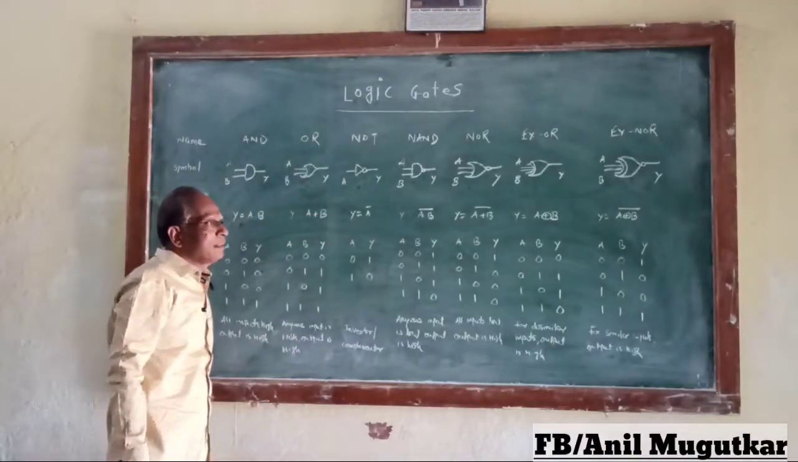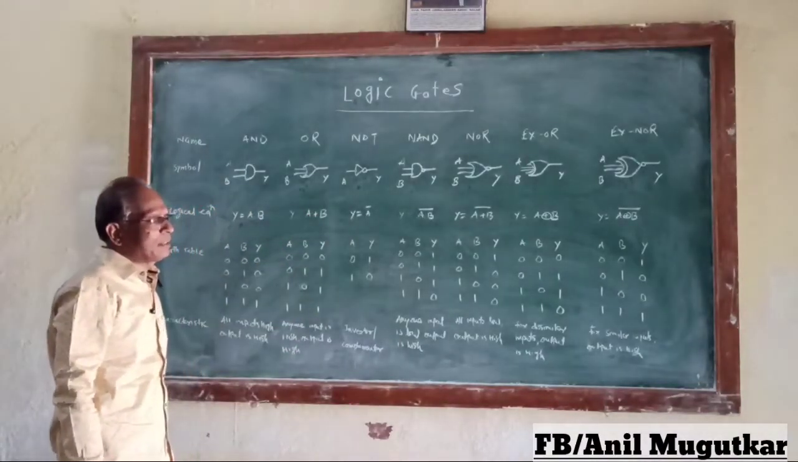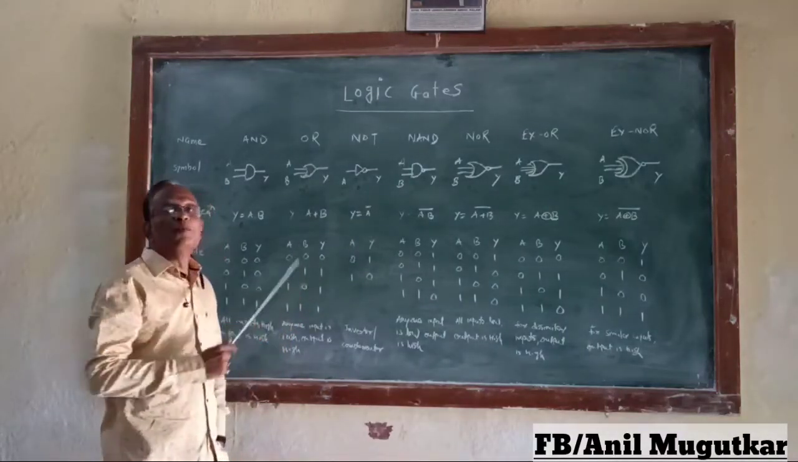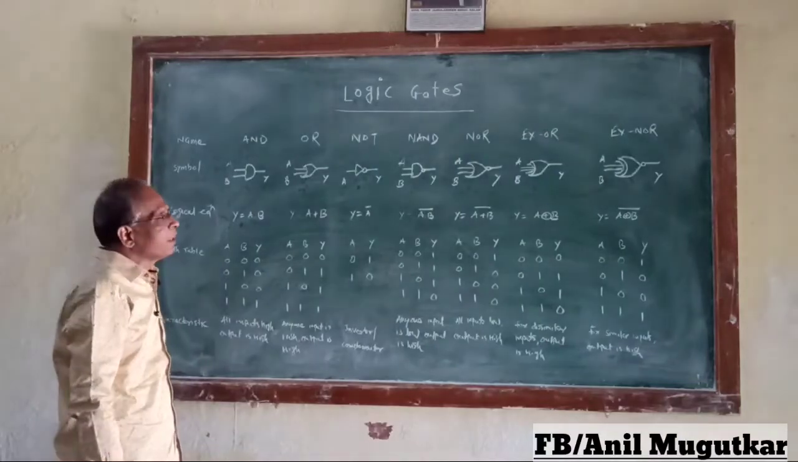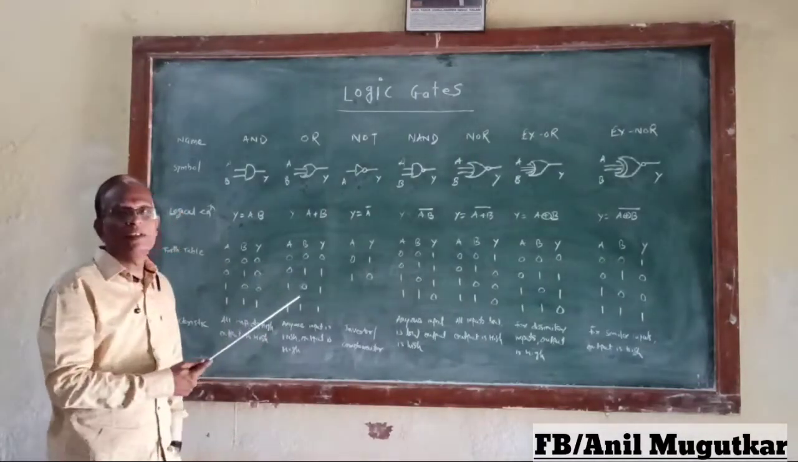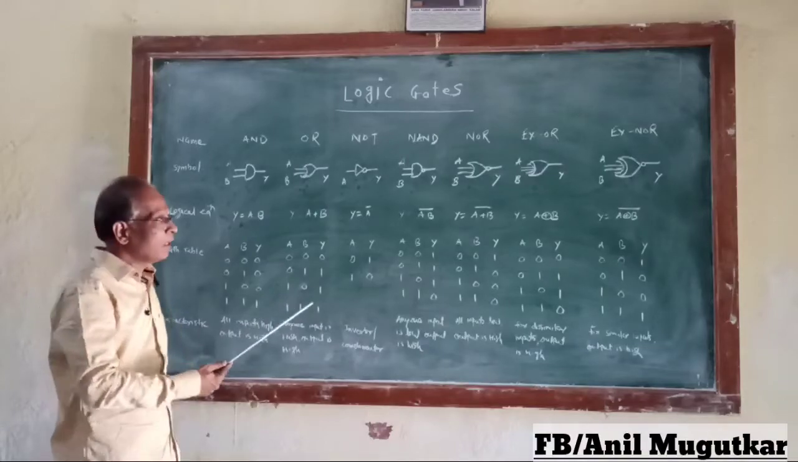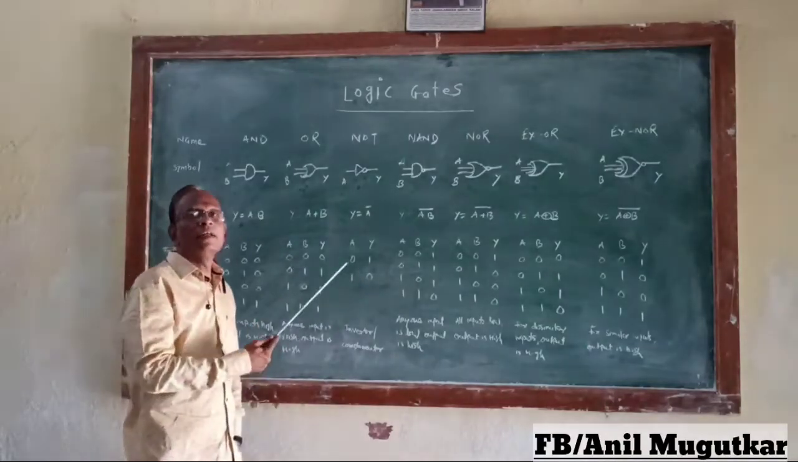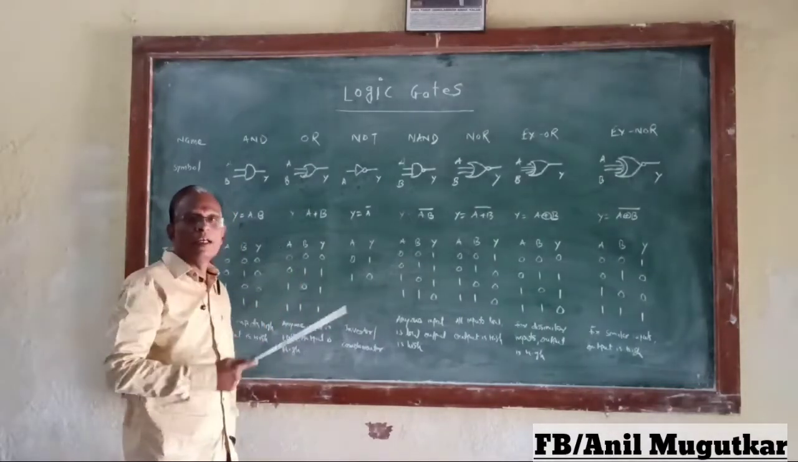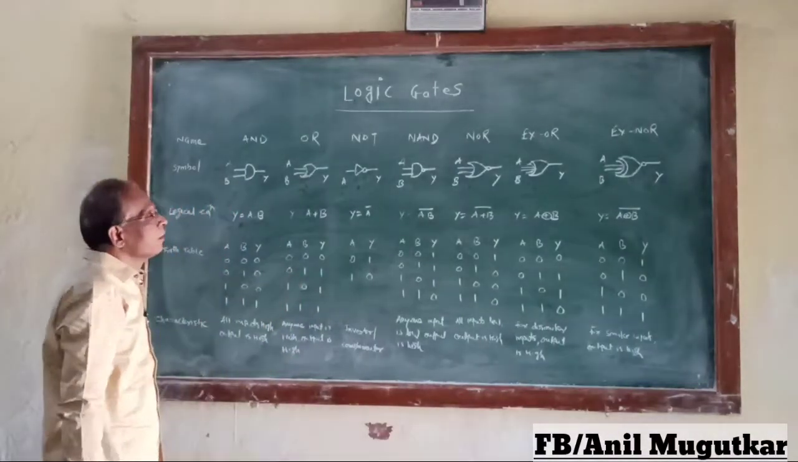As its name suggests, a logic gate uses logic inputs, that is, inputs in the form of logic states, whether the input is 0 or 1, and the output is also in the same form, the logic state form. Therefore, it is called a logic gate.